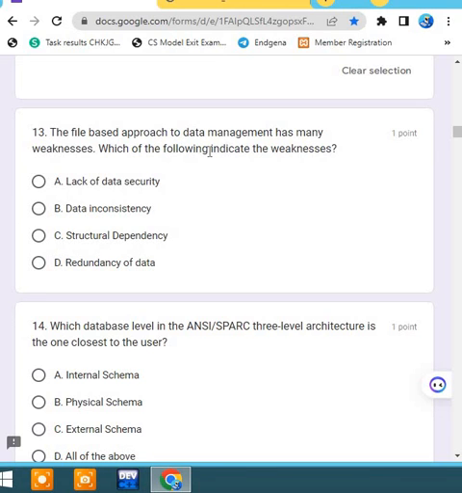The file based approach to data management has many weaknesses. Which of the following indicates the weakness? A: lack of data security, B: data consistency, C: structural dependency, D: redundancy of the data.